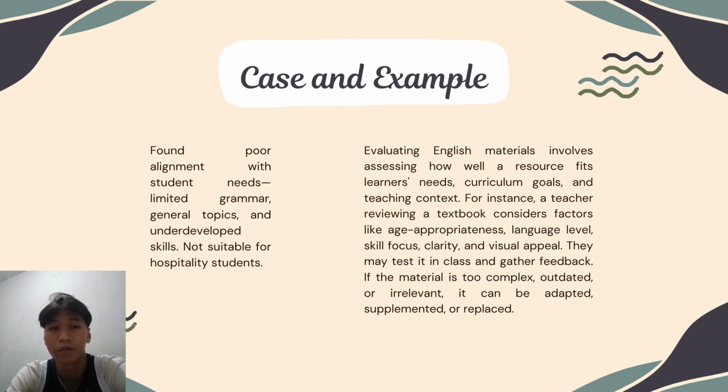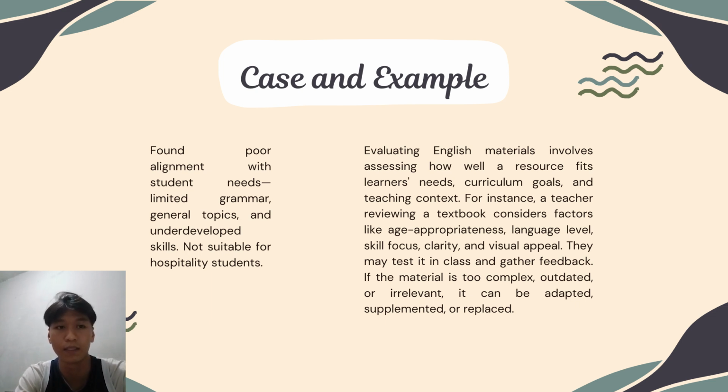Also, an example of evaluating English material involves assessing how well a resource fits learner needs, curriculum goals, and teaching context. For instance, a teacher reviewing a textbook considers factors like age appropriateness, language level, skill focus, clarity, and visual appeal. They might test in class and gather feedback. If the material is too complex, outdated, or irrelevant, it can be adapted, supplemented, or replaced.